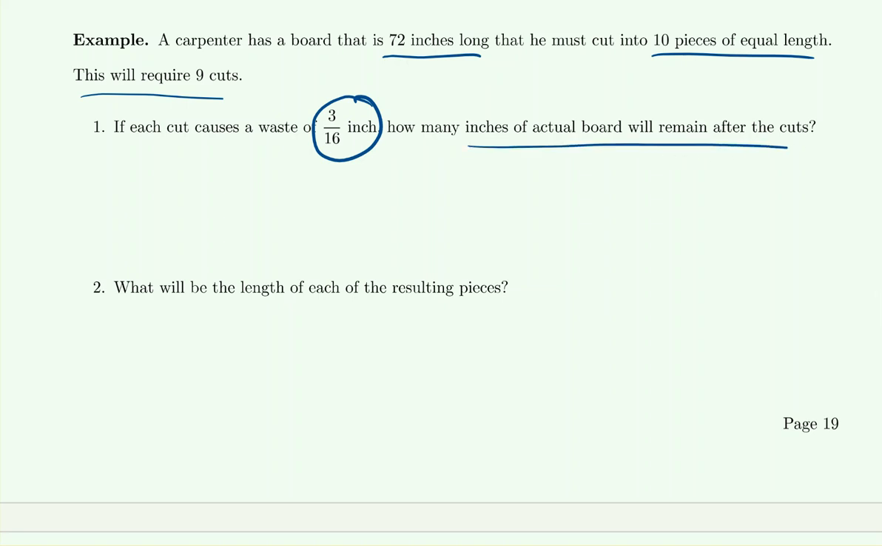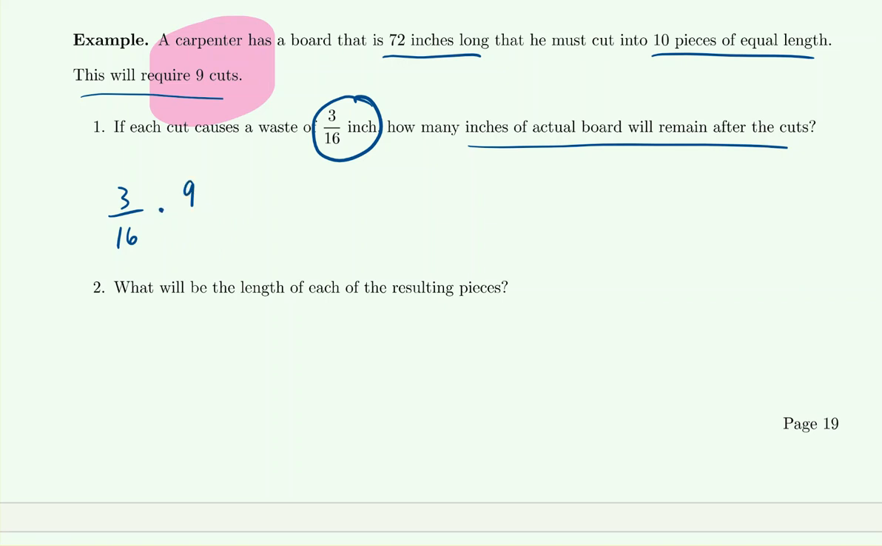Now nicely, they told us that we were actually going to have 9 cuts. So every time we cut the board, we lose 3/16 of an inch. So we could think about adding 3/16 9 times. So 3/16 plus 3/16 plus 3/16 on 9 times, but that's going to be tedious. But what we recognize there is that's repeated addition. Repeated addition is the same thing as multiplication. If you add 3/16 to itself 9 times, that's the same as multiplying 3/16 by 9.